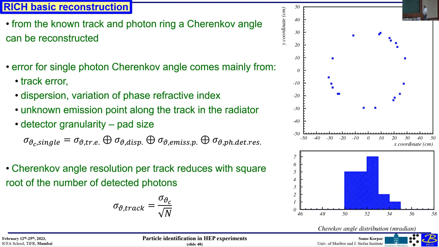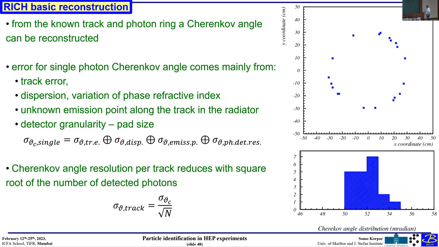Then there is the photon detection resolution, the pad size basically, which also translates into the angular error when you reconstruct the angle. We will see an example of this a little later. At the end, this is basically a single photon resolution, which is typically several milliradians. Depending on how many photons you detect, this goes down by the square root of the number of photons. So a larger number of photons is very important to get a good resolution.